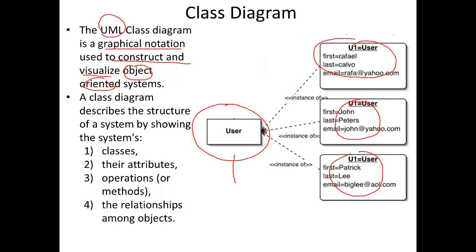There is a relationship between these objects and the class. So we just use the dotted arrow to represent the relationship. Then put "instance of". That means user1 is an instance of user. And this one is also an instance of the user class. This one is the same. So this just shows the basic concept of class diagram.